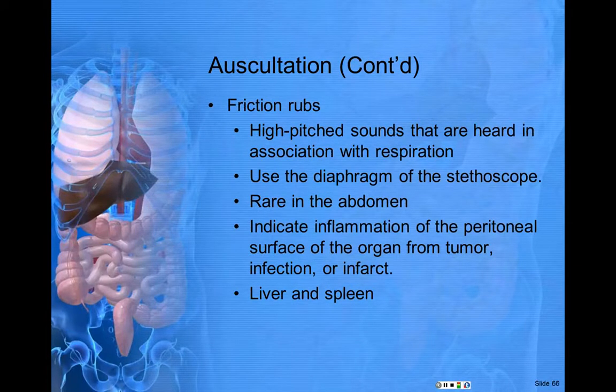Okay, we're also going to be listening for friction rubs. These are high-pitched sounds that are heard in association with respiration. You're going to use the diaphragm of your stethoscope. It's rare to hear any friction rubs in the abdomen, but we want to listen for that. This can indicate inflammation of the peritoneal surface from tumors, infections, infarction, etc. And then we're going to also listen for friction rubs over the liver and spleen.